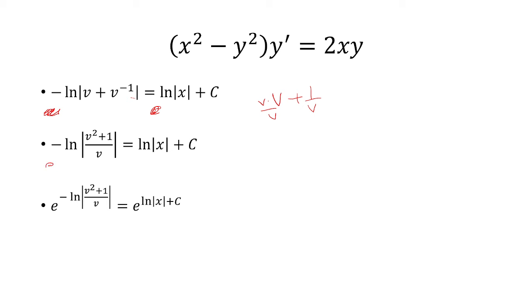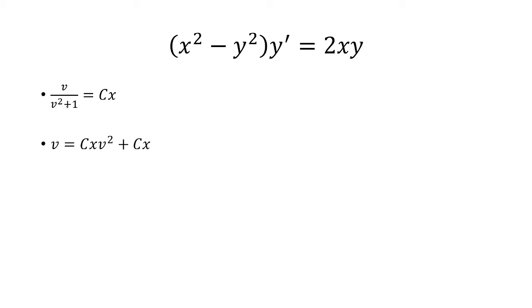And then finally, I did e to both sides. And because this is a negative, this negative is the exponent of whatever is inside there. So really, you're just taking the reciprocal of whatever's inside the absolute value. So that's v over v squared plus 1. And on the right side, you can rewrite this as e to ln absolute value of x times e to the c. This is just a constant I called c, and this is just x. So that's why we get c times x there.